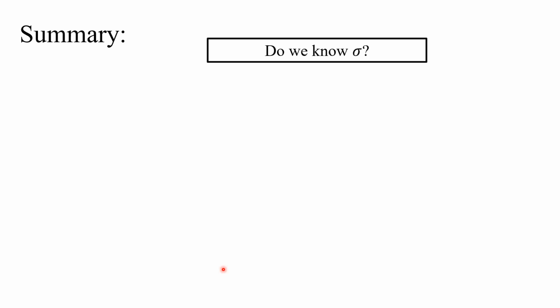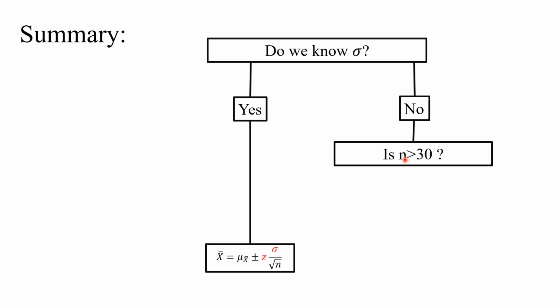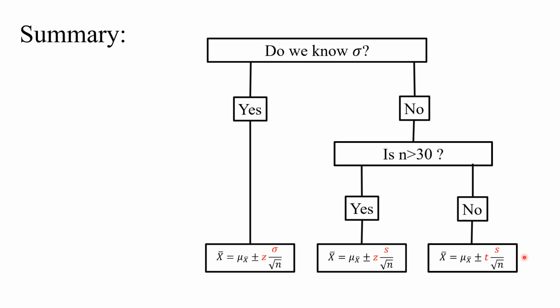So in summary, first we should know whether we have sigma, the population standard deviation. If we do have it, then we can use the z-value and the population standard deviation. If we don't have sigma, then we check whether our data is more than 30 or not. If it is more than 30, we can use the z-value, but because we don't have the population standard deviation, we use the sample standard deviation. If our data is not more than 30, then we have to use the t-value and of course the sample standard deviation.